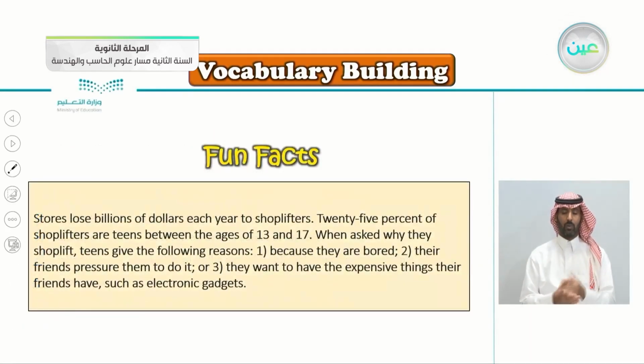Here's a fun fact for you. Stores lose billions of dollars each year to shoplifters. 25% of shoplifters are teens between the ages of 13 and 17. When asked why they shoplift, teens have given the following reasons. 1, because they are bored. 2, because their friends pressure them to do it. Or 3, they want to have the expensive things their friends have, such as electronic gadgets, cell phones, and so on.